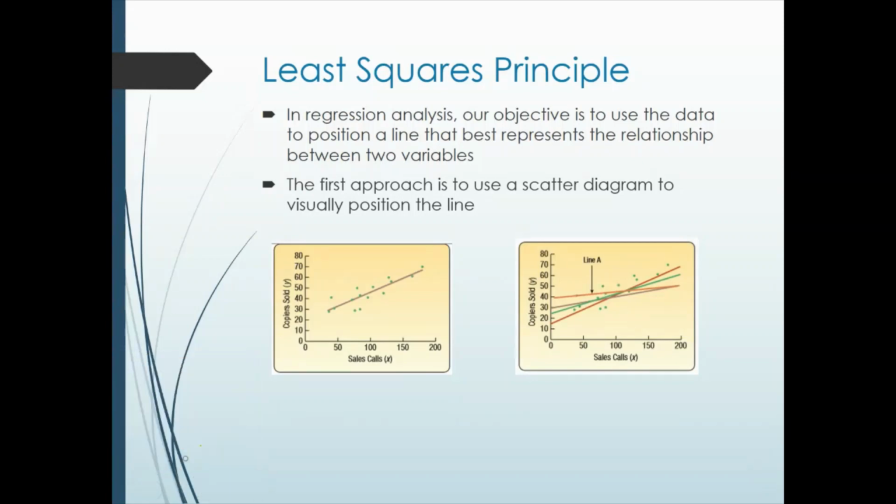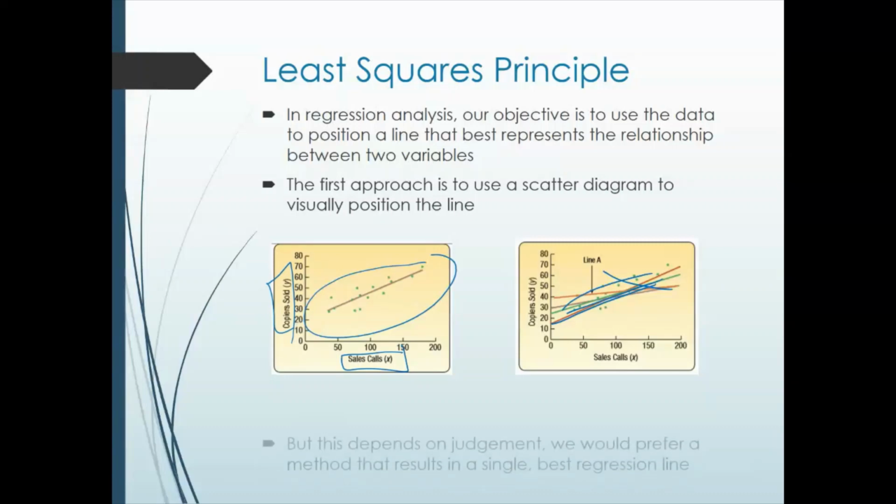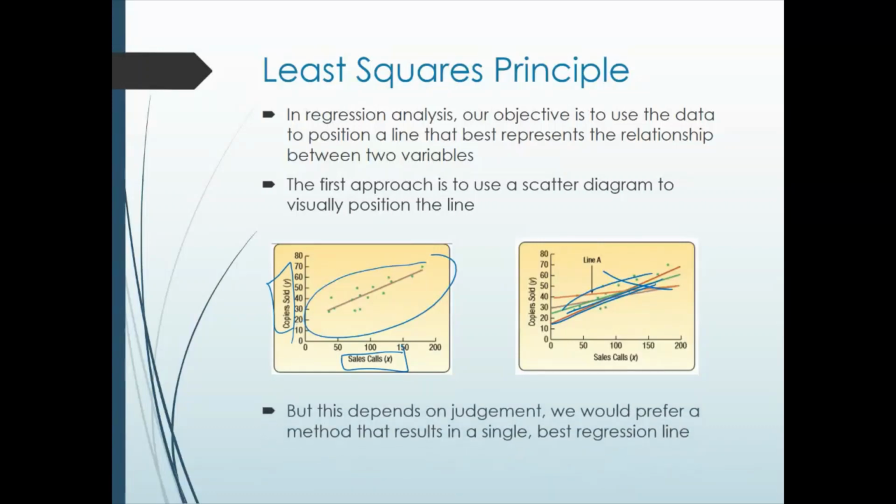We'll be putting the best, well, let me change the color here. The best possible line that represents the relationship between your x, which is your independent variable, and the y, which is your dependent variable. Okay, so which one is the best line? Well, Excel will do that for us, so we don't have to do it by trial and error.